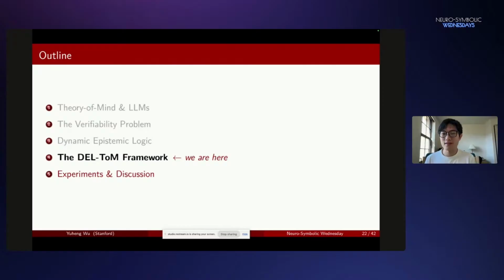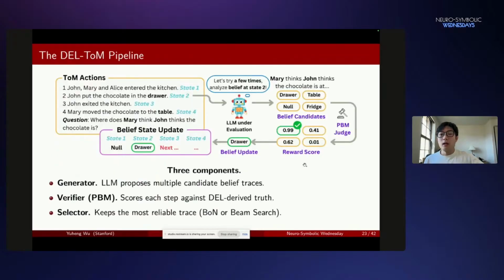Okay, so now we have talked a lot about this dynamic epistemic logic and some examples. It seems really hard to understand, so now let's talk about the framework. We have this formal logic tool. How can we design a system that can ask an LLM to give us better and verifiable reasoning? So the whole pipeline is like this. We have a generator. The generator is an LLM.